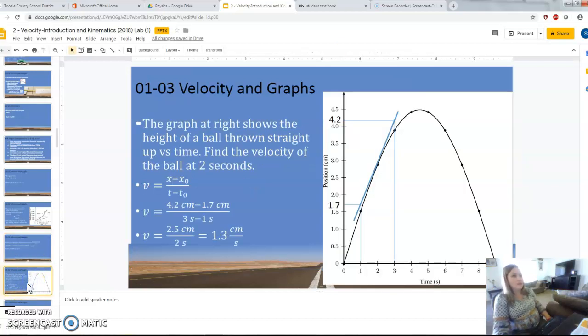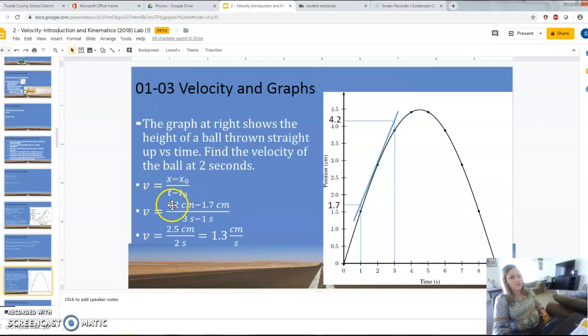So velocity and time graphs, they're kind of interesting. The graph in this picture shows the height of a ball thrown straight up as it travels versus time. So this was in the air for 9 seconds. That's a pretty good throw. But it didn't go very high. It only went 4.5 centimeters in the air, so it's not very high. And they want us to find the velocity of the ball at 2 seconds.